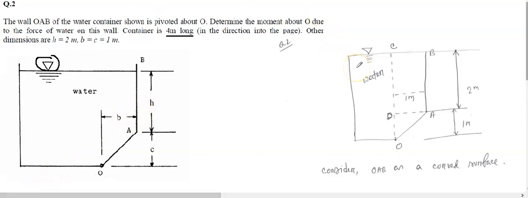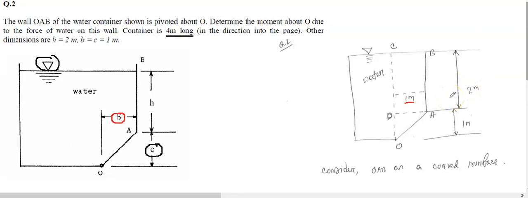Let me draw the figure first. This is the free surface, this is water, and this is the wall OAB. This height is given as 2 meters, and this is 1 meter, which we call C. There is another distance given, from the pivot point to this point, which is 1 meter. So we call this B, this C, and this H.